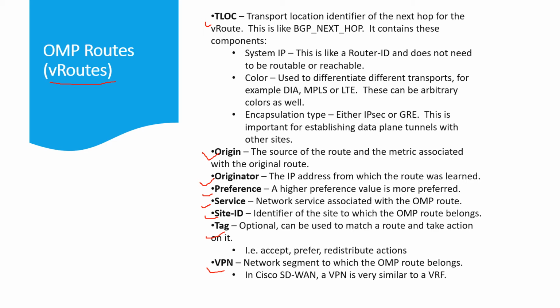Preference, we already talked about, is something you can set under the interface. Services are the network services associated with the OMP routes. Site ID, we know every site is going to have a unique identification. Tags are optional, and VPN ID is going to be the network segment number. You might have one on the LAN side, or you might have multiple based on your LAN topology.